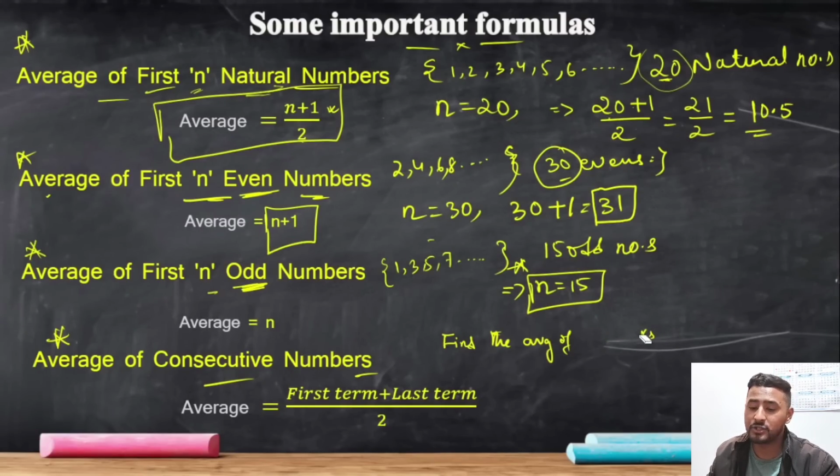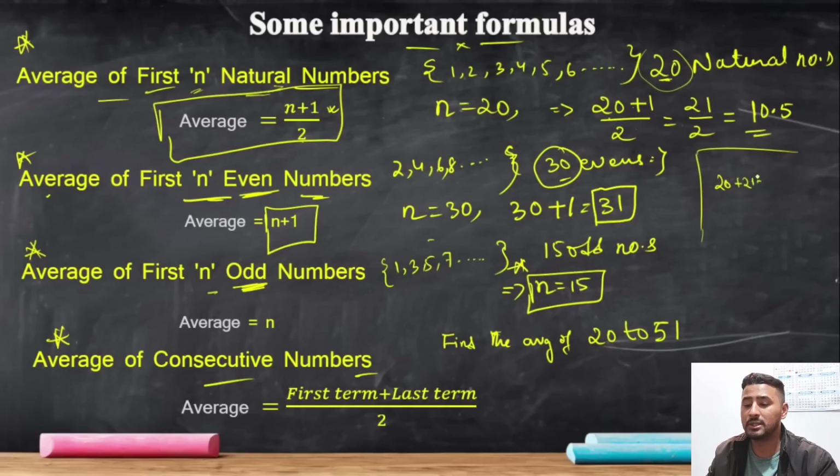Not numbers. Find the average of 20 to 51. So what will you do? In case you don't know the formula, you do 20 plus 21 plus 22 plus 23, and so on, and then you have to divide. It will be a long way, right?